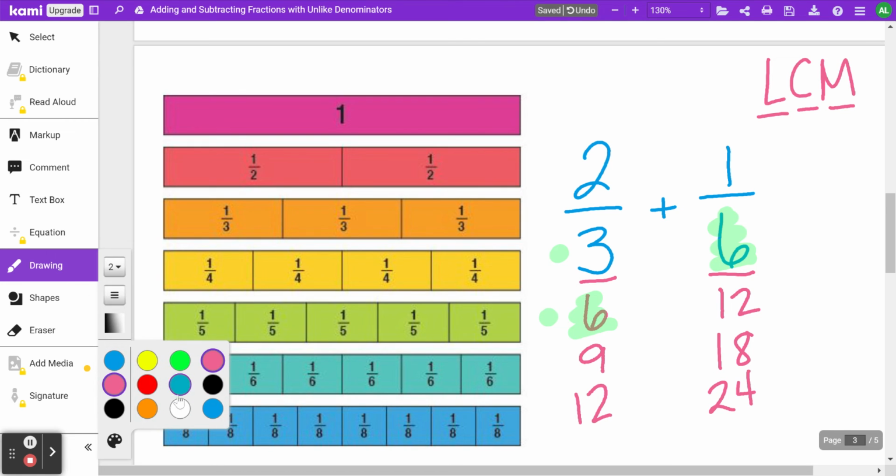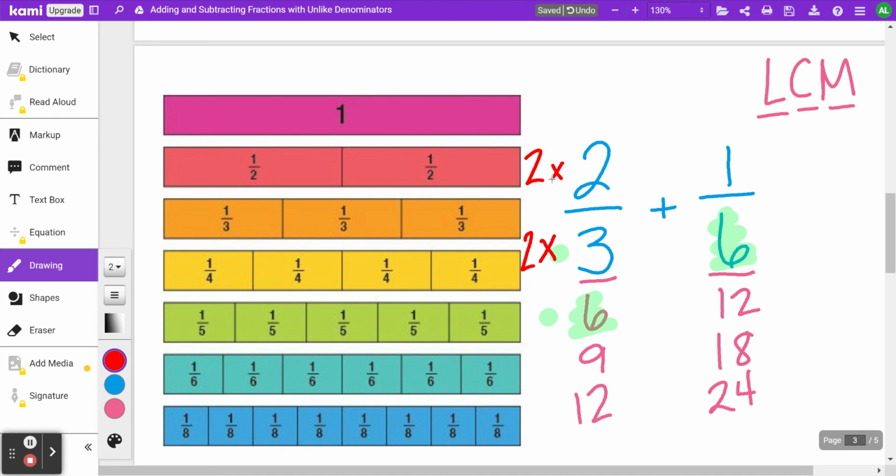So here, let's change this to a brighter color. 3 times 2. Because I'm multiplying my denominator by 2, I have to do the same thing to my numerator. So now I have 2 times 2 gives me 4, and 2 times 3 gives me 6. And I can tell here that 4/6 is equivalent to 2/3, because this line would go all the way down and be the same.